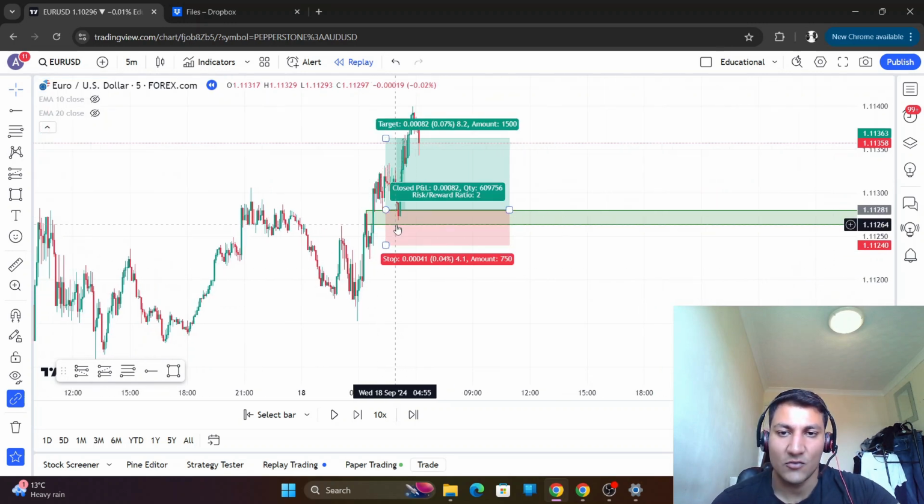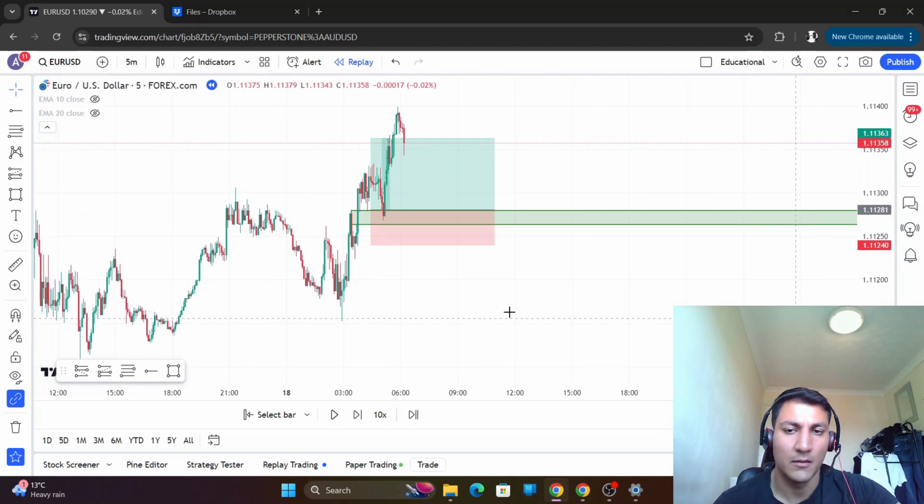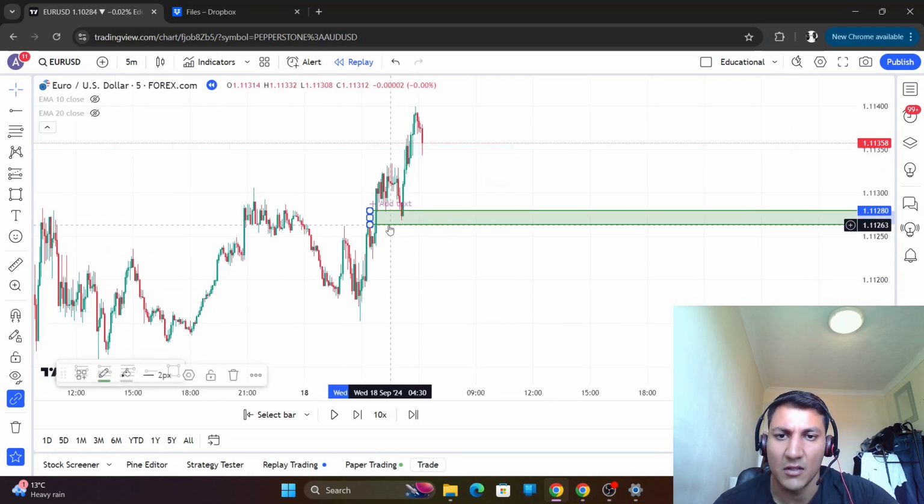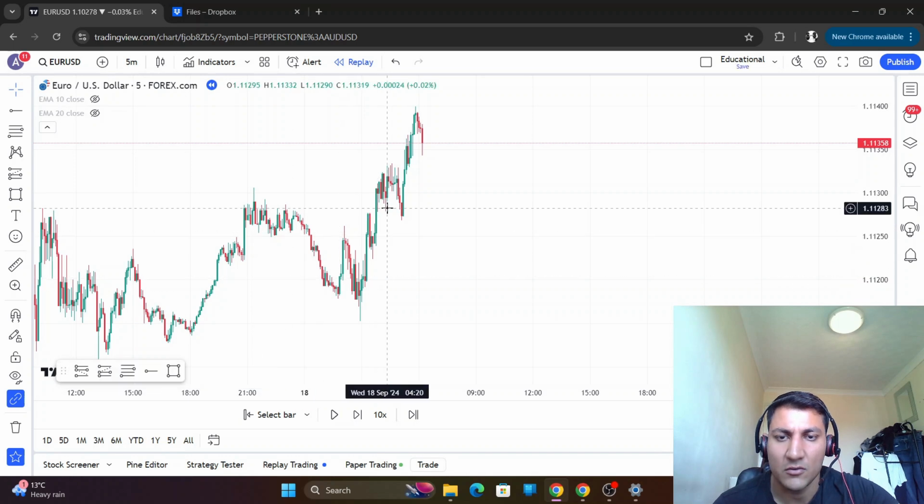So there's your second entry. Your second entry for Forex. That's one of the good things about London, you often get a second entry, a second retracement. So that right there could have been your second entry.